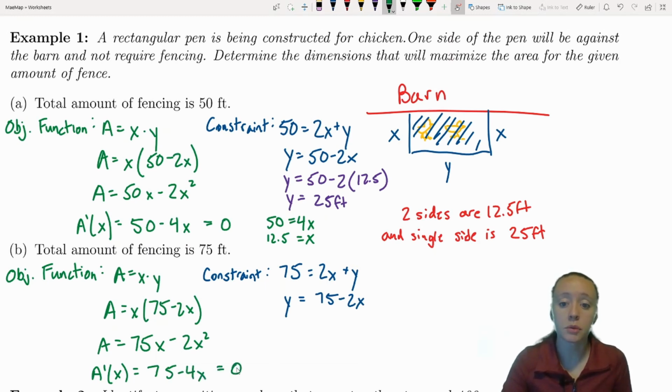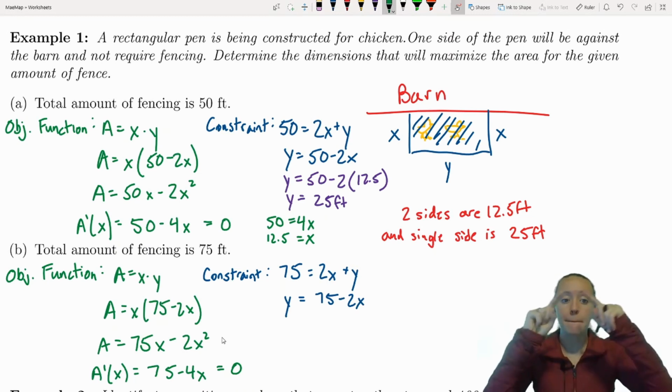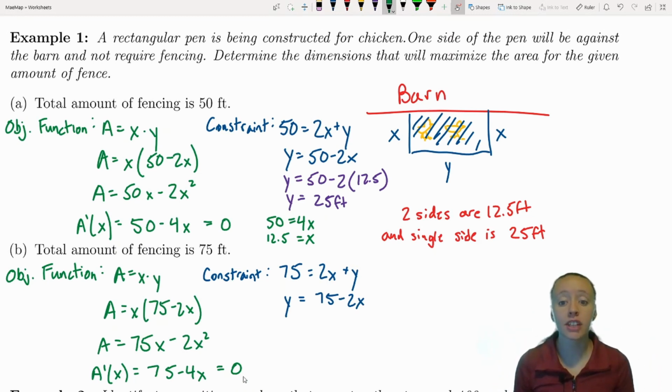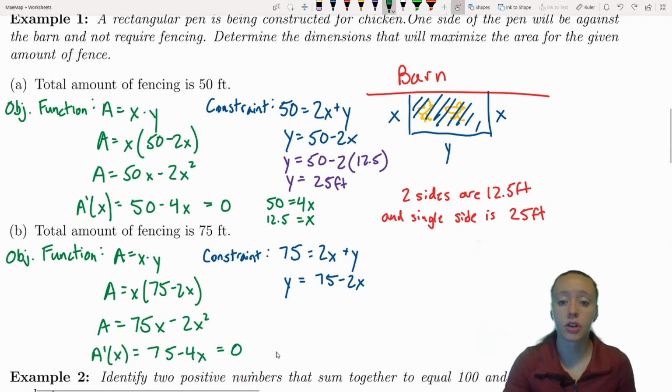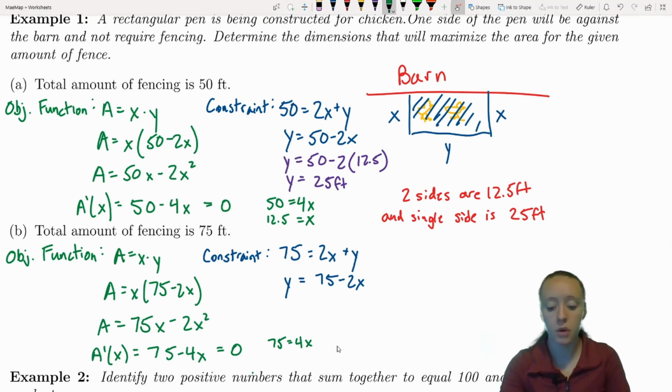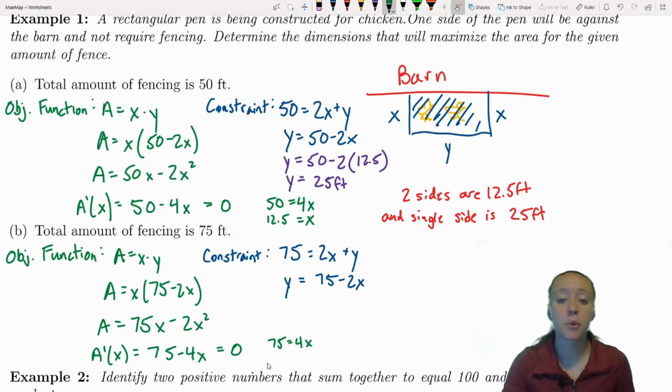Again, when we set this equal to 0, we're going to get a maximum value because our second derivative is negative, so we know that we're concave down, which is going to relate to a critical point that's a maximum. Now solving this, I'll get that 75 is equal to 4x, so I'll divide both sides by 4 to get about 18.75 feet of fence.